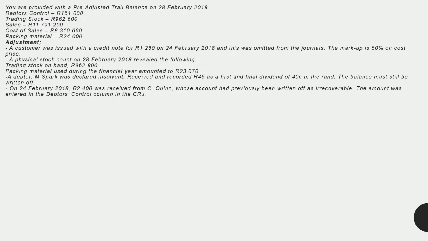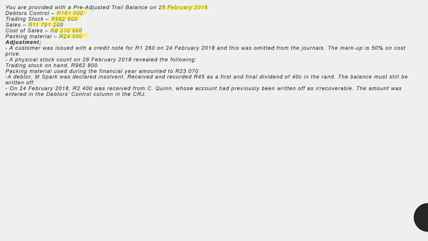Right, you are provided with a pre-adjustment balance on 28 February 2018. Debtors control is given as 961,000, trading stock 962,600, sales 11,791,200, cost of sales 8,310,660, then packing material 24,000.